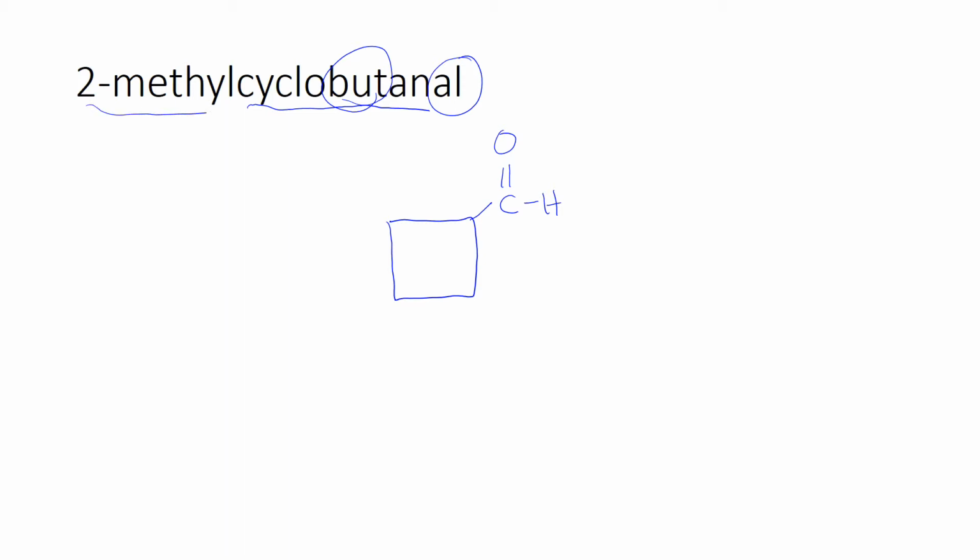Now I need to add my 2-methyl group. So I can count in any direction. I can count in this direction or I can count in that direction. It doesn't matter. Off of the second carbon, I'm going to put my methyl group. So this is 2-methylcyclobutanal.